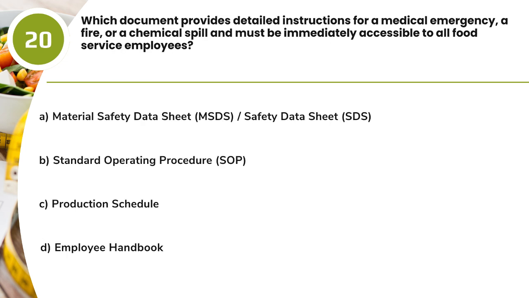Question 20. Which document provides detailed instructions for a medical emergency, a fire, or a chemical spill and must be immediately accessible to all food service employees? A. Material Safety Data Sheet, MSDS/Safety Data Sheet, SDS. B. Standard Operating Procedure, SOP. C. Production Schedule. D. Employee Handbook.